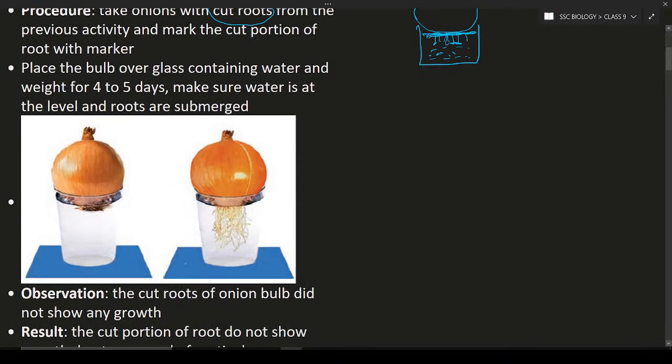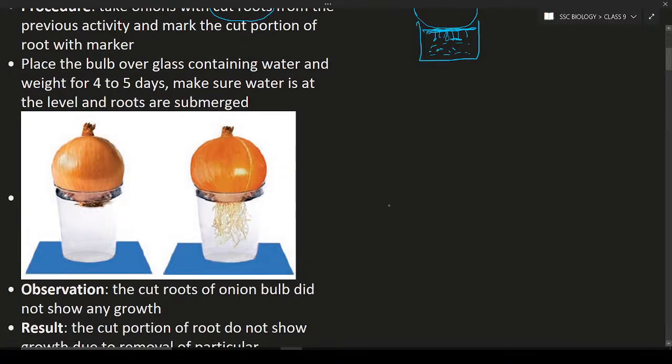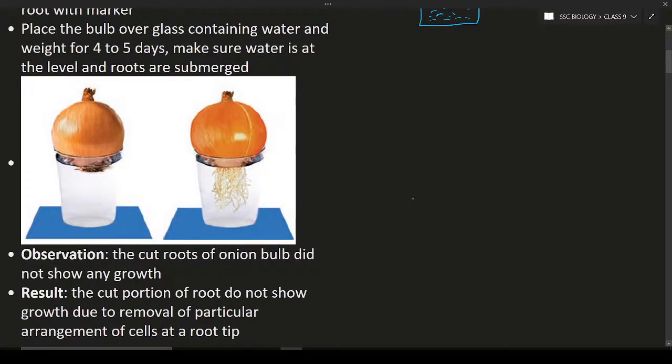Our observation is that the cut roots of the onion bulb did not show any growth. Here you can see the cut portion, and there is no growth. Why is there no growth? That is the question. Because here you can see the roots lost some tissue. As a result, the loss of some tissue in the roots did not show any growth.